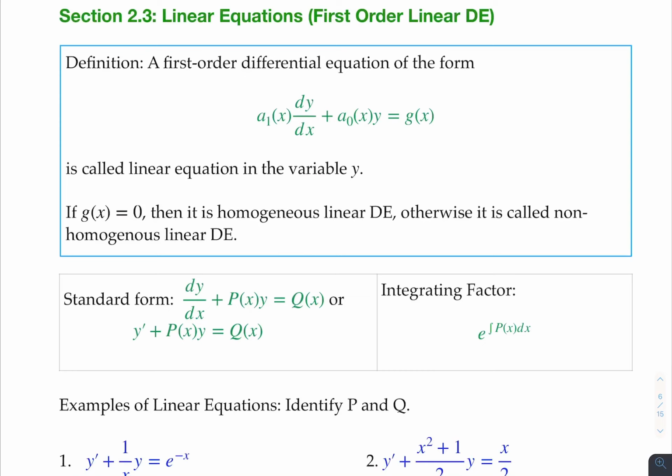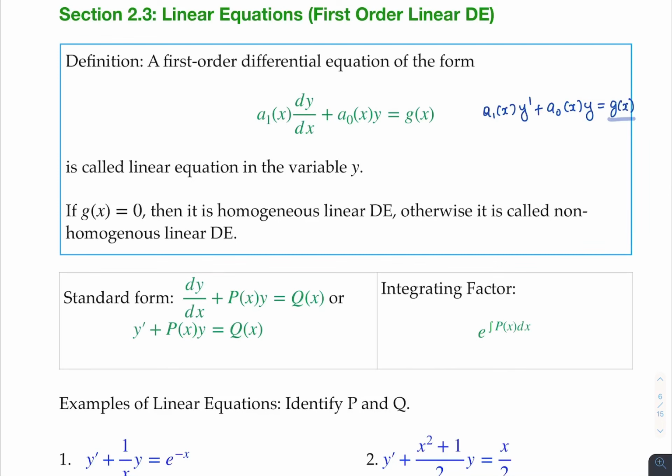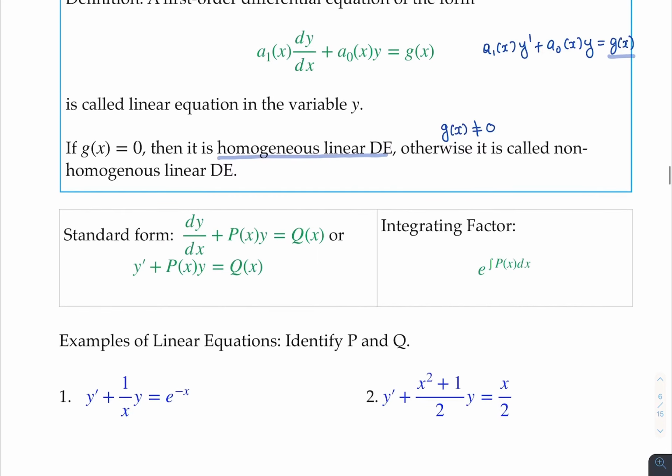To write this in a simple way, you can say a sub 1 of x times y prime plus a sub 0 of x times y is equal to g of x. If this g of x happens to be 0, we call that a homogeneous linear differential equation. Otherwise, it is called non-homogeneous, by which I mean that g of x is not equal to 0. We'll see some examples in a moment, but this is how we define first order linear differential equations.